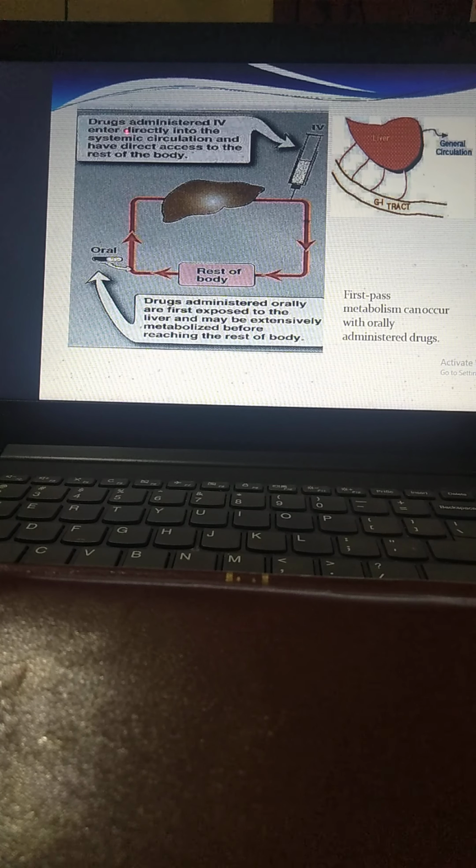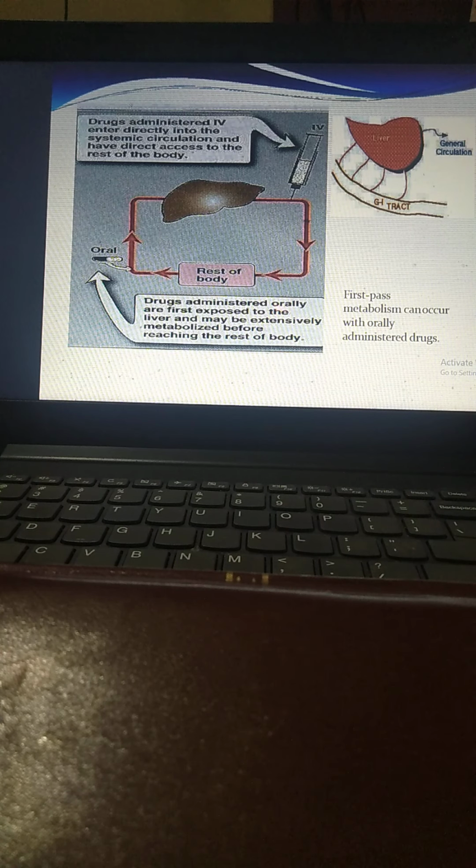Now this is oral. When a drug is administered IV, it enters directly into the systemic circulation and has direct access to the rest of the body. So it will reach the systemic compartment fully. Then it goes to the liver, and then the rest of the body. But first pass metabolism can occur with orally administered drugs.